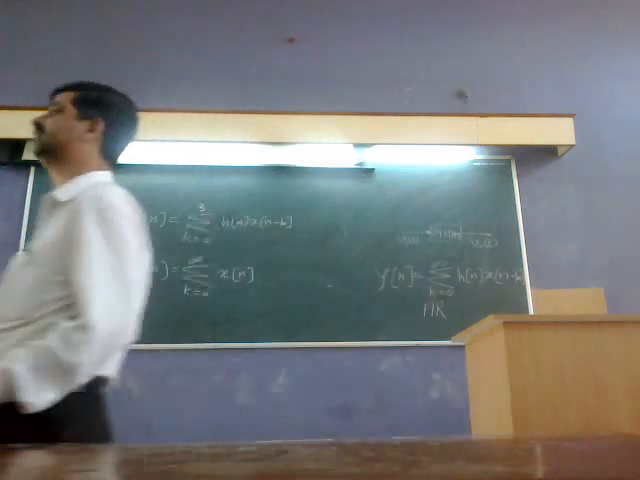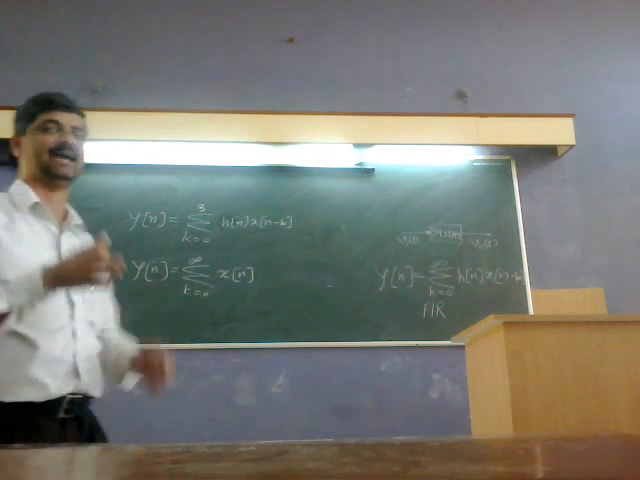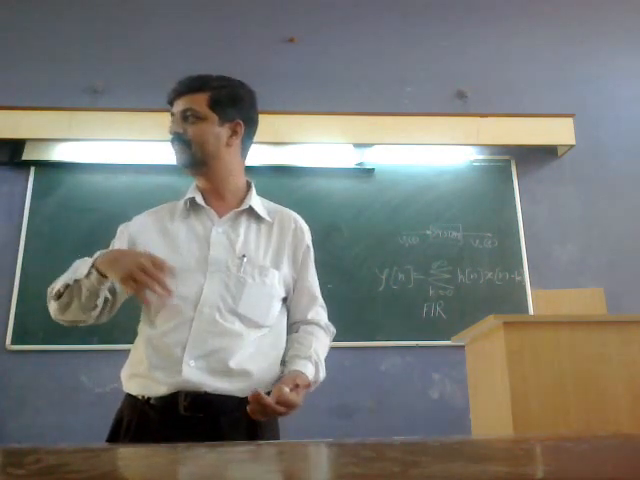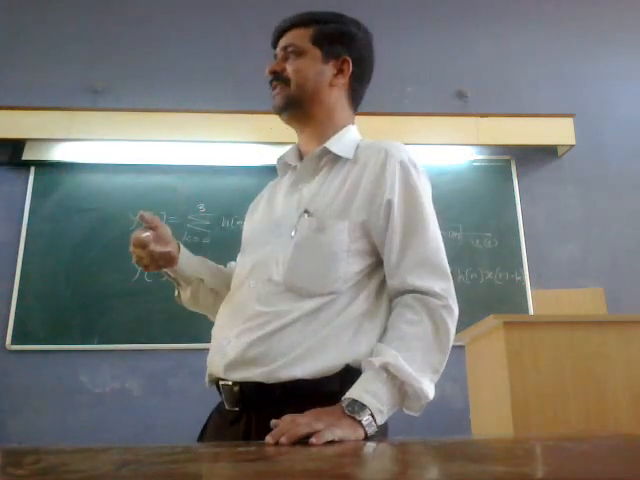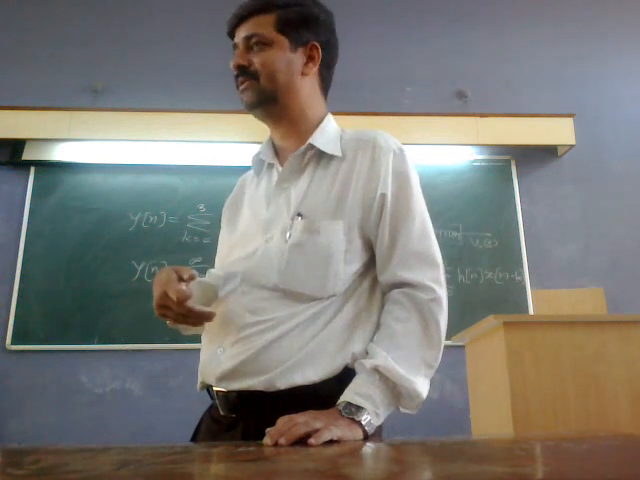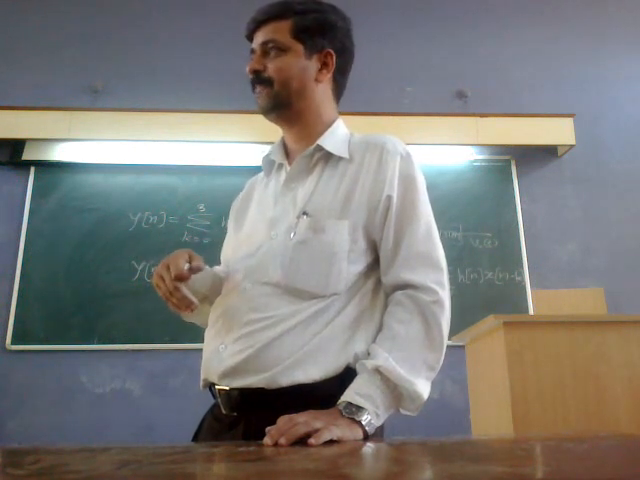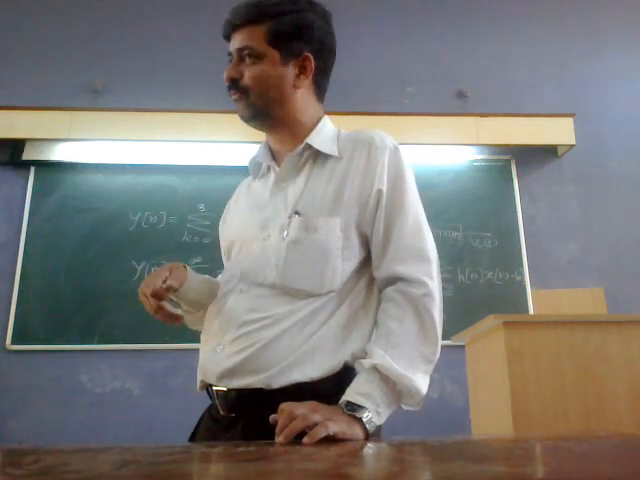So what is y0? There is an array of numbers available, x0, x1, x2, x3, either available or coming from a stream. x0 comes, what is y0? x0 itself. x1 comes, what is y1? x0 plus x1. x2 comes, what is y2?